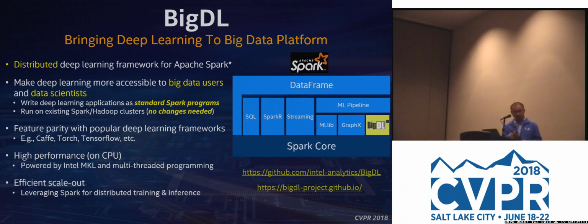It has all those deep learning functionalities similar to other frameworks, and it's specially optimized for Spark or big data clusters. On one hand, it runs on very large servers, so it uses Intel MKL and a lot of multi-thread programming to achieve high performance on a single node on CPU, and it also leverages Spark for very efficient scale out, so it can scale out to a large number of servers for training and inference.